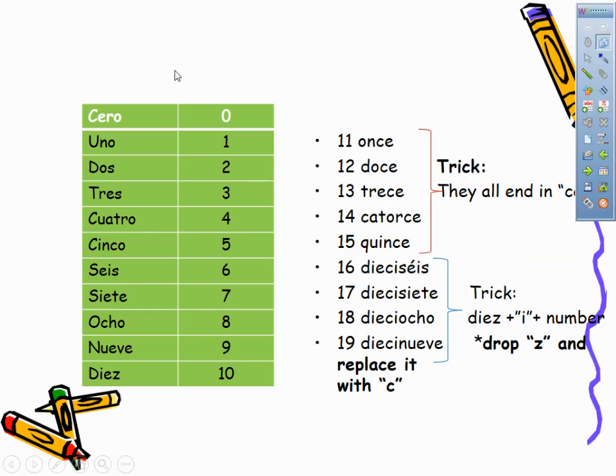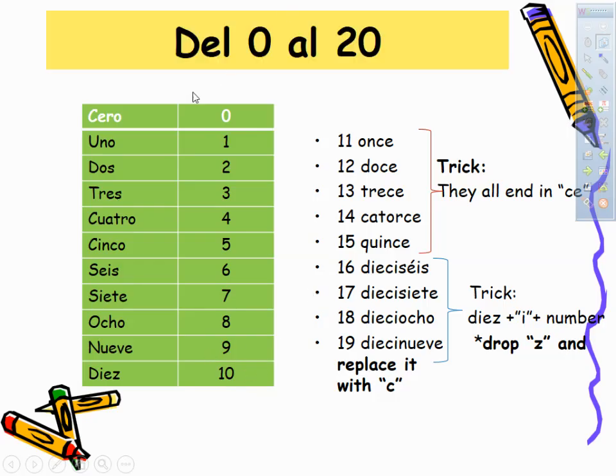Okay, so here are my numbers from 0 to 10. I'm going to count these: 0, 1, 2, 3, 4, 5, 6, 7, 8, 9, 10. It is really important for you guys to know these numbers because these are pretty much your base numbers, and you'll see this in a minute.